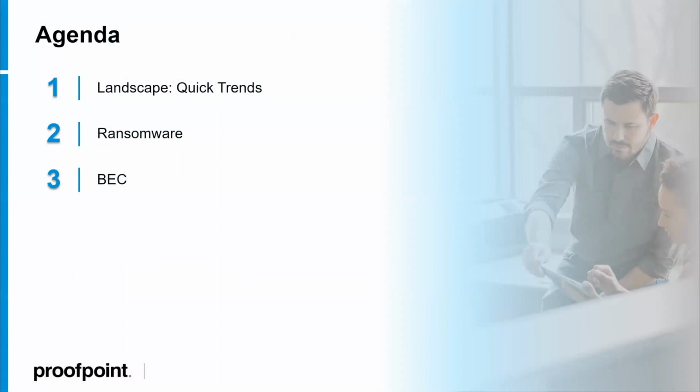So what I have for you today is first just some high level quick trends about the landscape very broadly, and then a bit of a deeper dive into two of the attack types that are, I think, top of mind this year, both in terms of how widespread they are, but also monetary losses. So we're going to take a deeper look at ransomware and BEC.